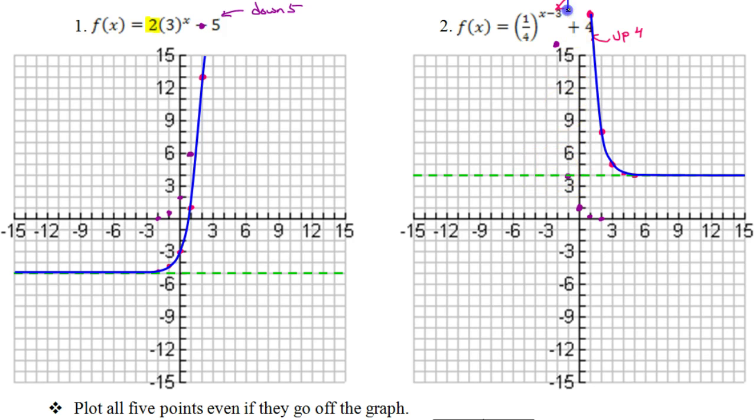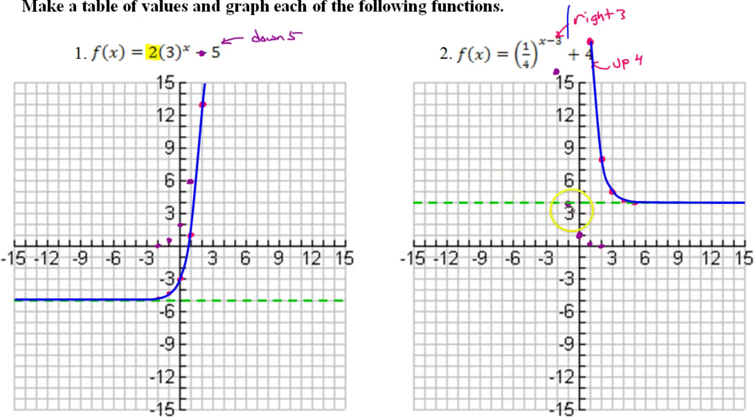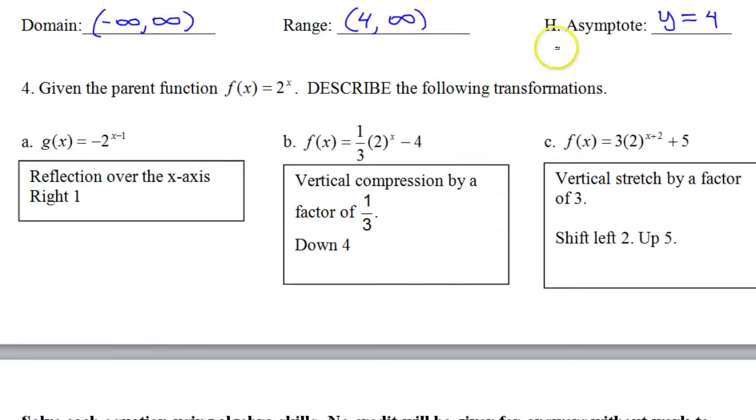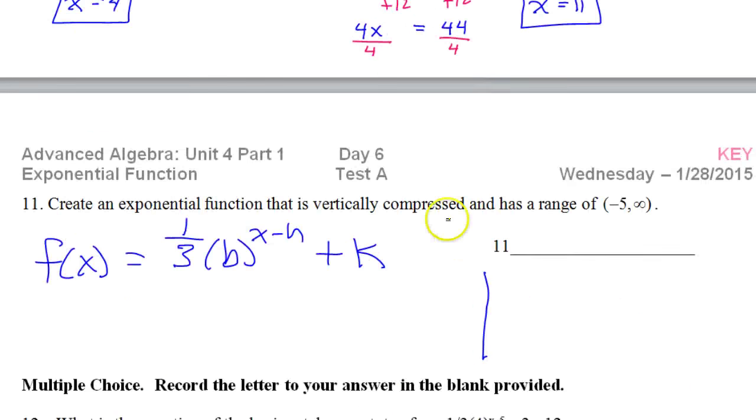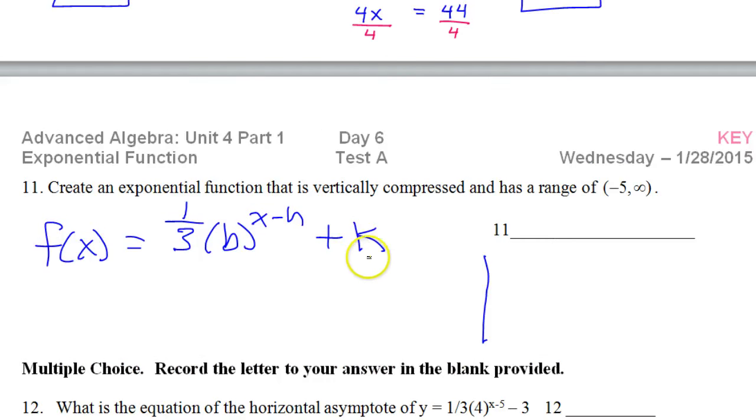When it's above the asymptote, it's going to be the asymptote to infinity. So looking at this one, this k value determines what the asymptote is. So basically we want that asymptote to be -5, so that will determine what the range is going to be. So these other values don't really matter.